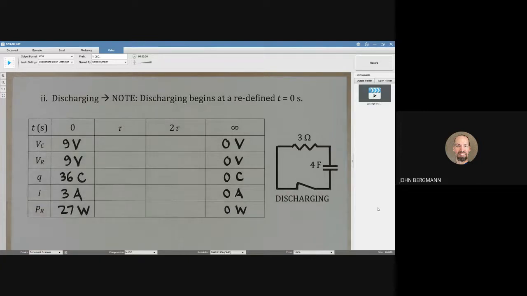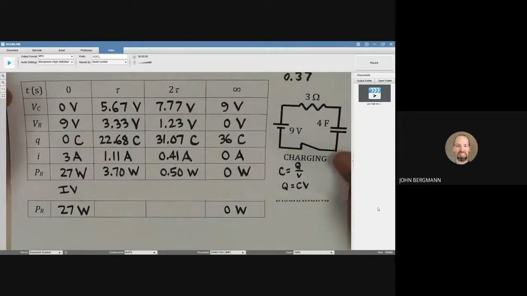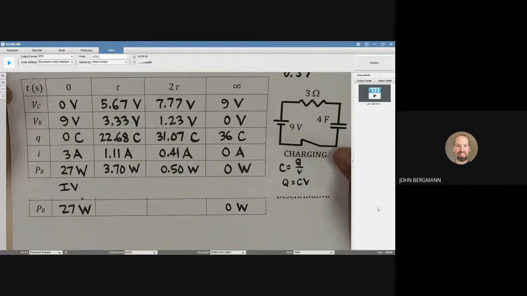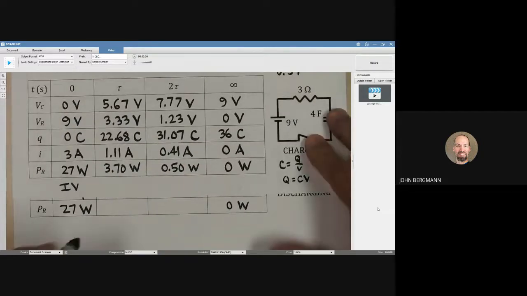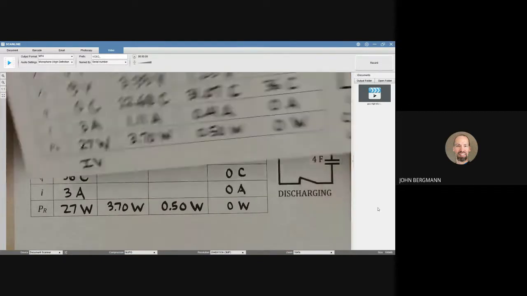Okay, now some of these numbers are going to be exactly the same. Let's look at the power, for example. You see the other sheet that I've got here? Look at that. Started at 27, ended at 0. So those other two numbers are going to agree as well. 3.70 watts, 0.50 watts. So far, so good.